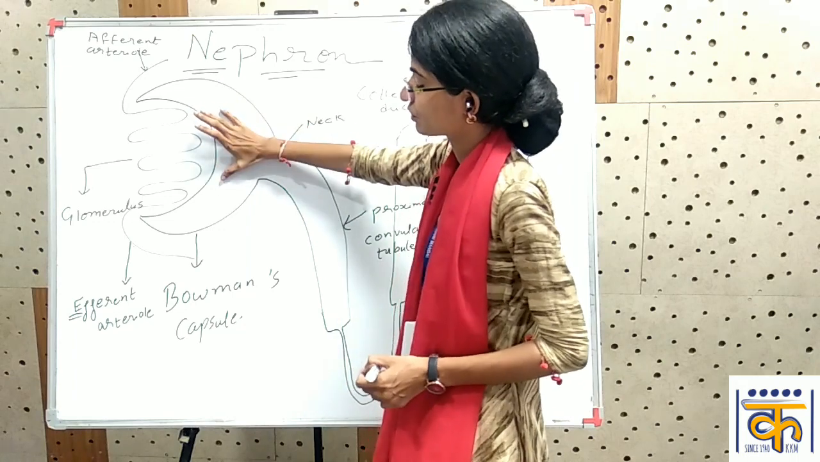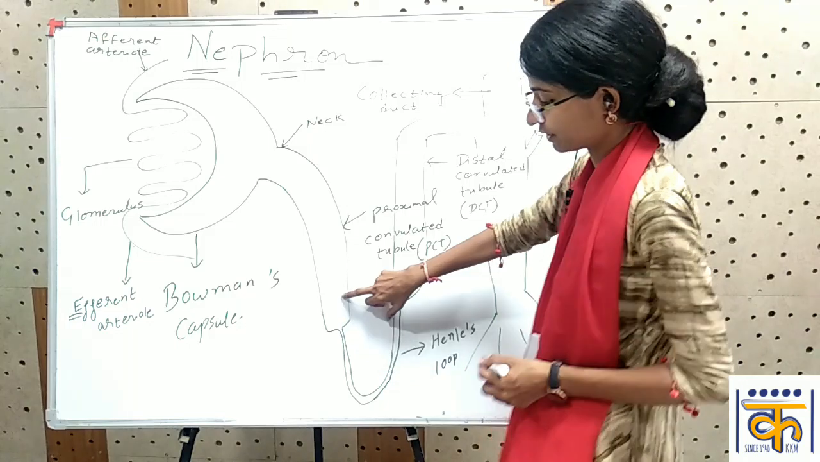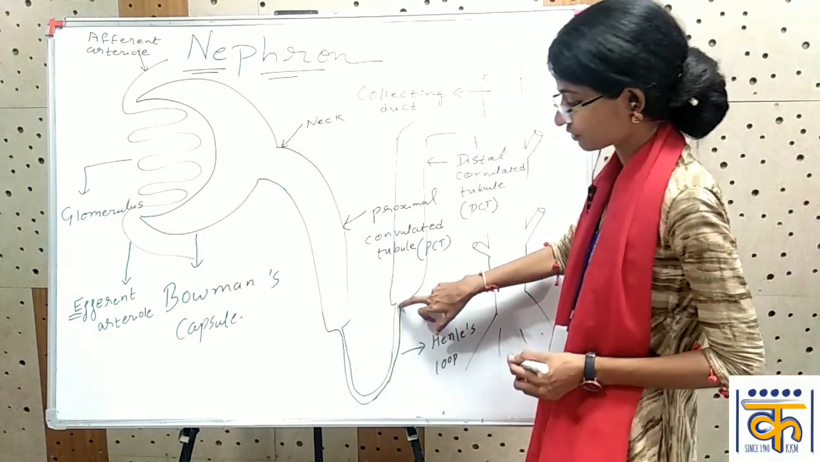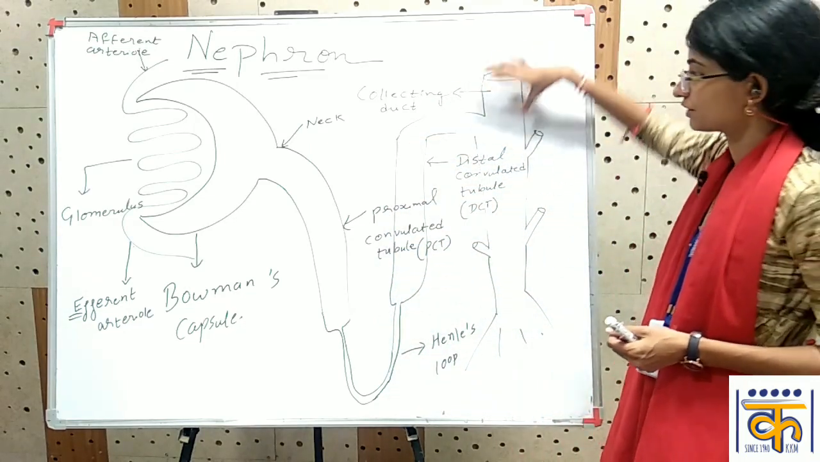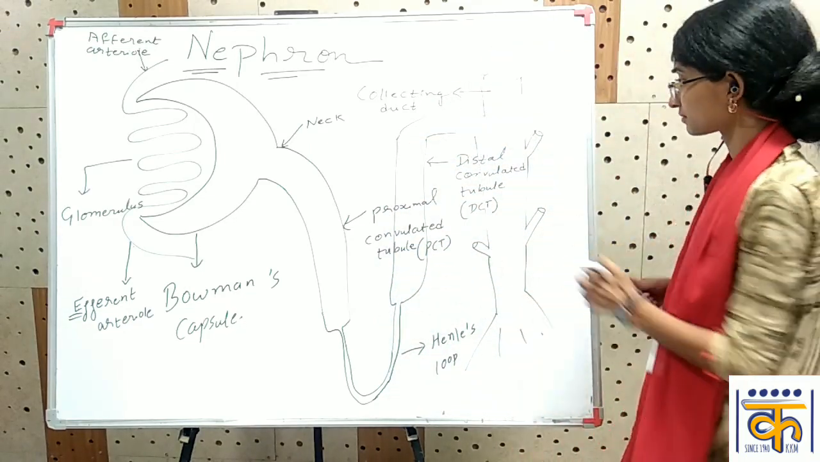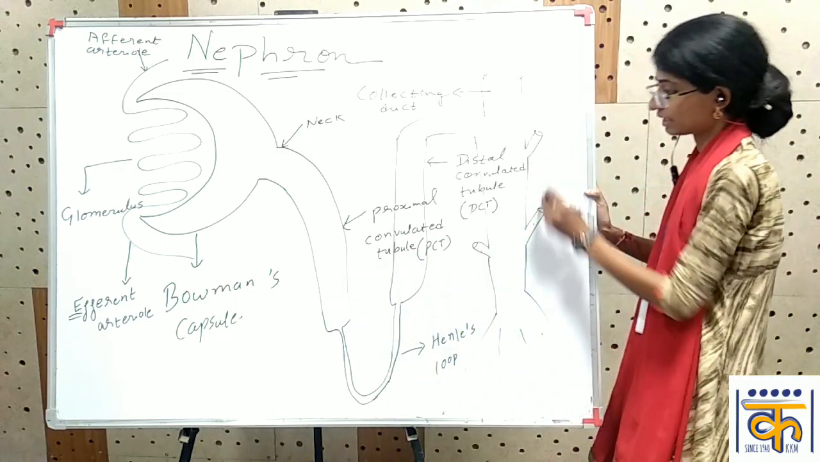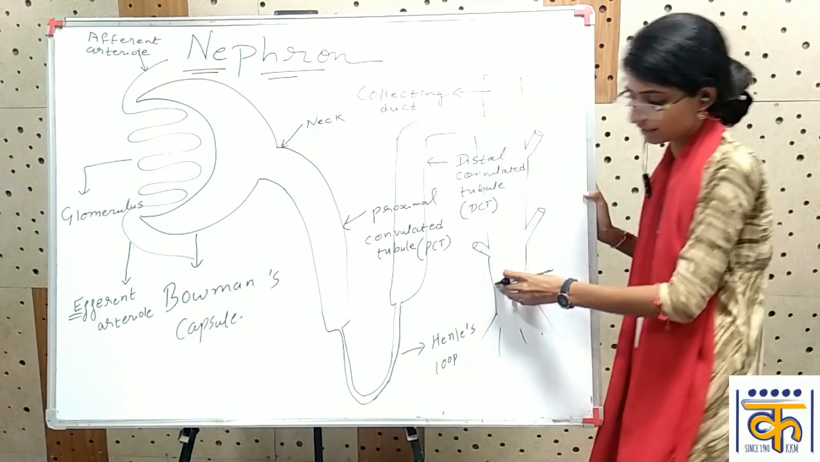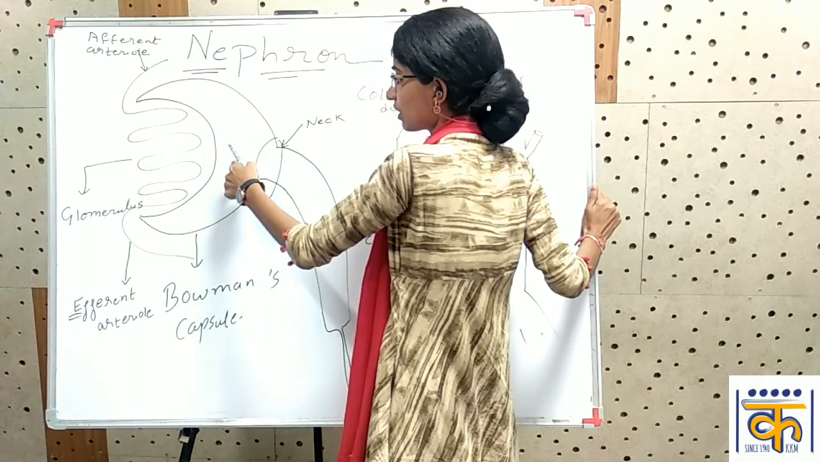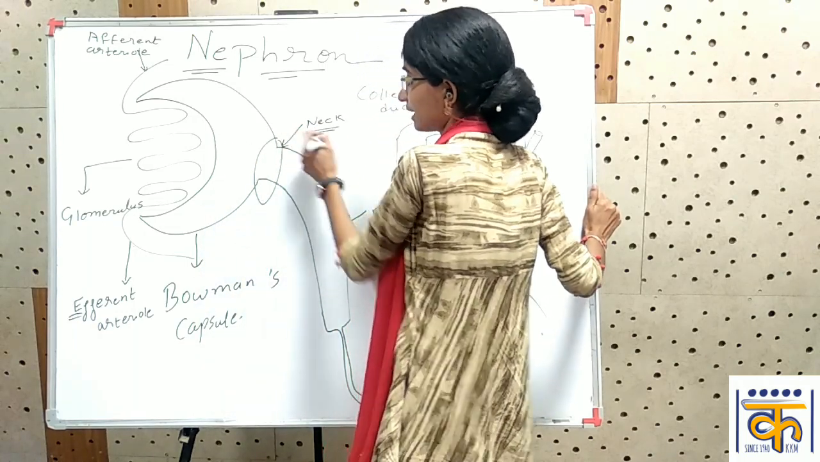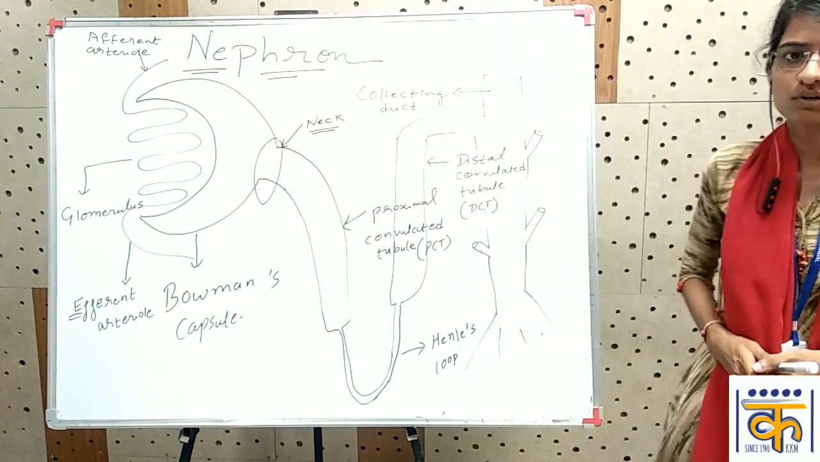This is Bowman's capsule, a cup-shaped structure. It opens into a tubular structure called proximal convoluted tubule. Later on, that opens into a narrow U-shaped tube, Henle's loop, followed by distal convoluted tubule and the collecting duct. Now what does this represent? This represents there are many such nephrons connected with a single collecting duct. One more thing, the junction, as I told you earlier also, where the Bowman's capsule opens into the tubule is called neck region. So that is about the structure of nephron.